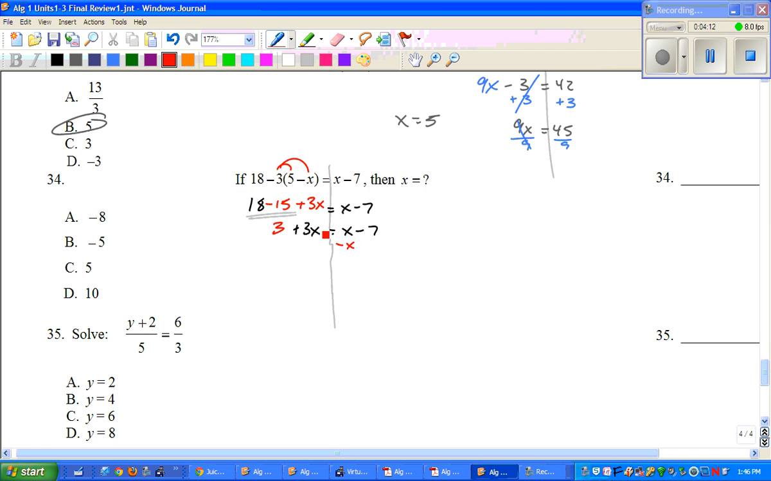We have to get the x on one side, so I'm going to subtract the x. And we get 3 plus 2x equals negative 7. The x is not by itself yet, so subtract the 3 from both sides. 2x equals negative 10. And to get the x by itself, we have to divide by 2. Final answer, x equals negative 5, which is B.